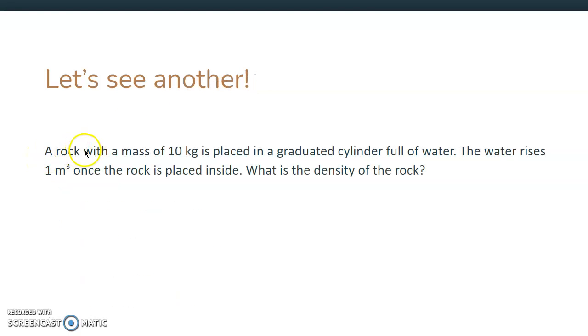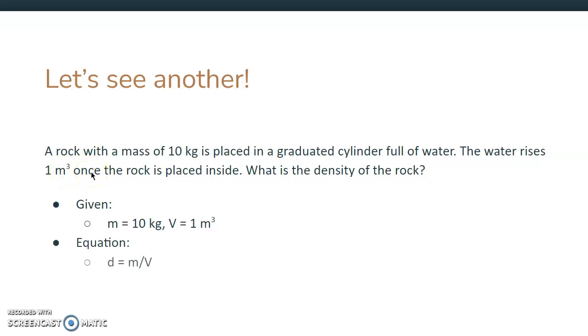Let's try another. So we have a rock with a mass of 10 kilograms, and we have it placed in a graduated cylinder full of water. The water rises 1 meter cubed once the rock is placed inside. What is the density of the rock? So we're given that our mass is 10 kilograms, and that the volume of this rock is 1 meter cubed, because when we put it in our graduated cylinder, our water moved 1 meter cubed.